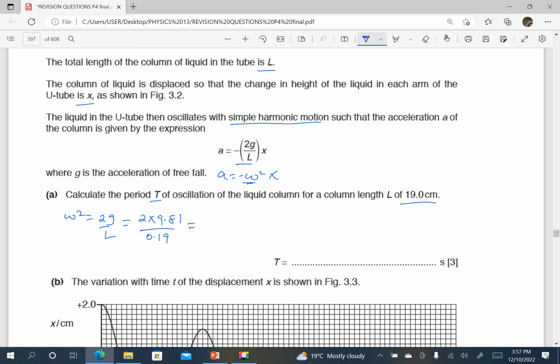So this is giving me 103.26. Then omega alone is going to be the square root of the answer, which is 10.2. Omega alone is 10.2. But remember, period is equal to 2 pi over omega. So the period is going to be 2 pi divided by 10.2. So the period is 0.62 seconds.